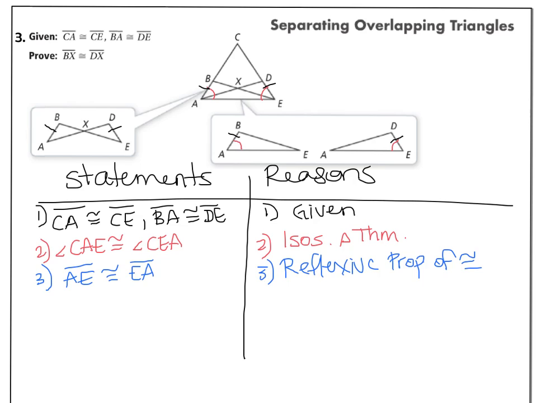So I know that those triangles here, these little ones, I know they're congruent. So I can say that the little triangle BAE is congruent to triangle DEA. And I know this by side angle side.